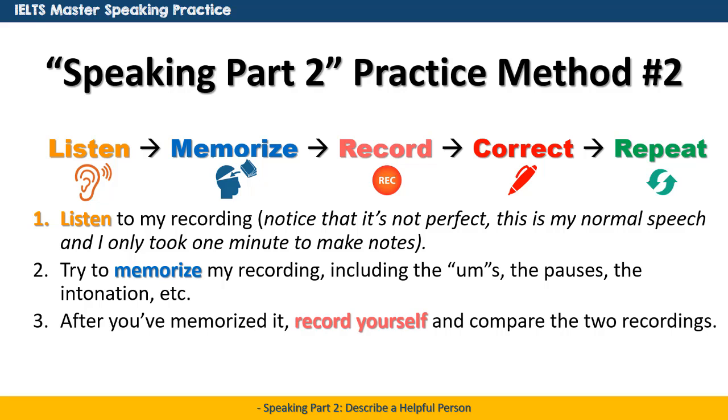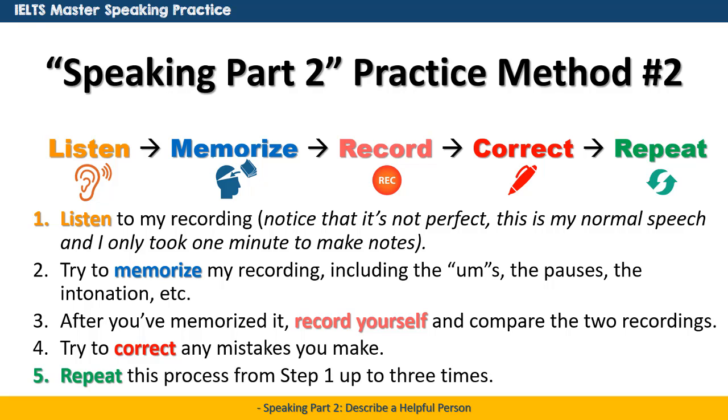So next, after you've memorized it, record yourself and compare the 2 recordings. You don't need to memorize the entire speaking part 2. You can just memorize 2 or 3 sentences. That's okay as well. After you record and you compare the recordings, try to correct any mistakes you make. And then finally, repeat the process from step 1 up to 3 times. Okay? Great. So please choose which practice method you'd like to use and make sure you take some time to do it.